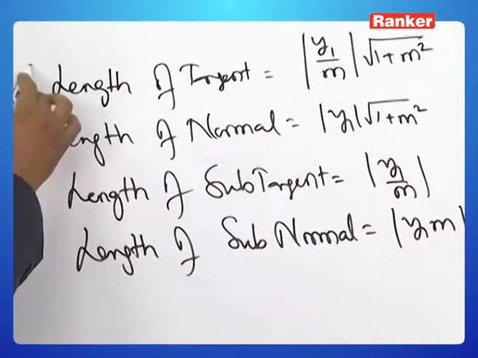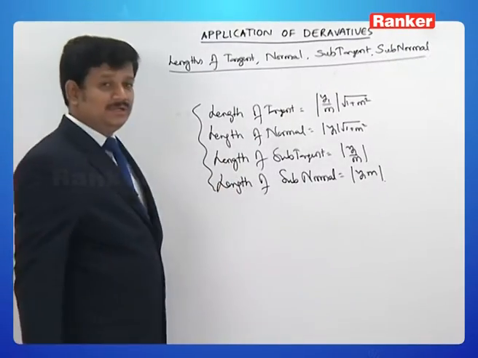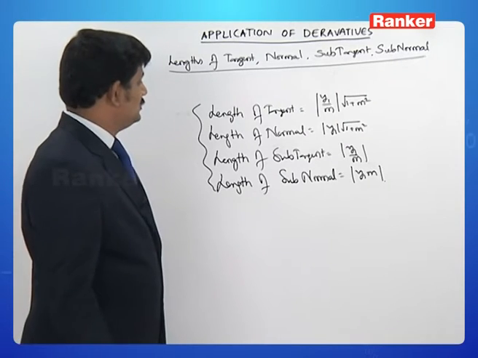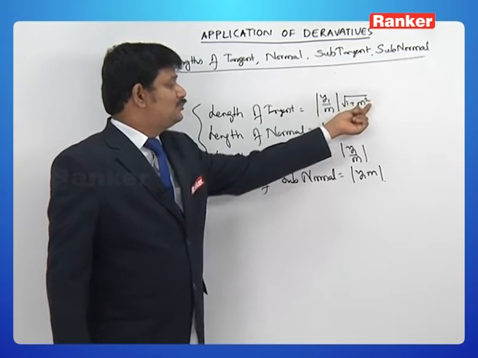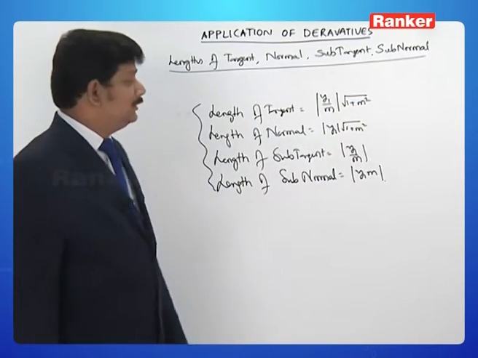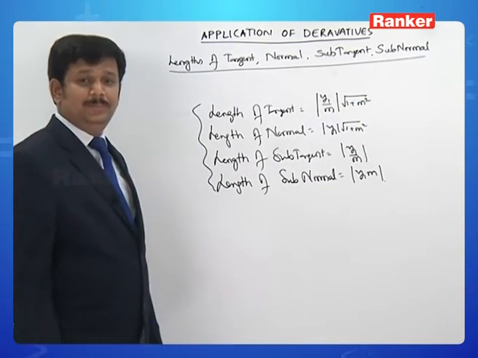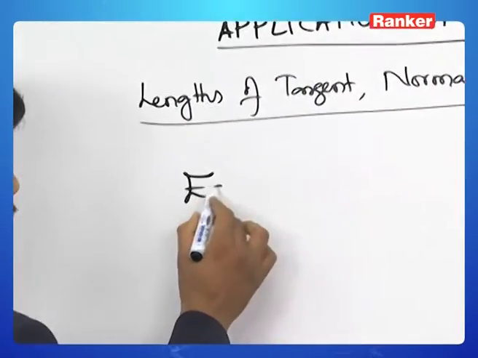So these are the terms which have geometric significance with respect to any curve, and to find these lengths we are making use of the application of derivatives here, where m is nothing but the derivative dy by dx at that particular point. Let us look at an example.